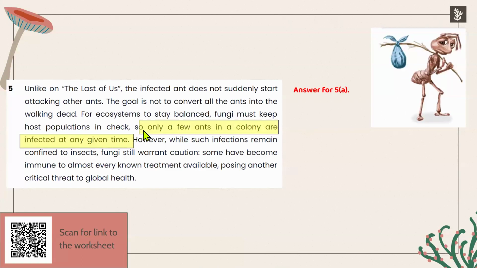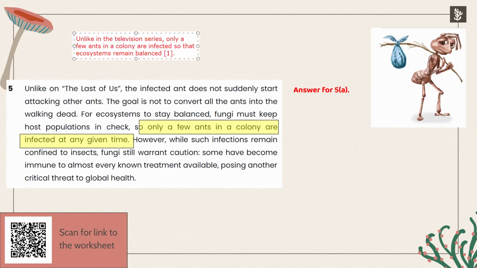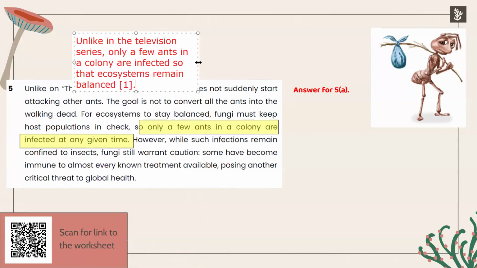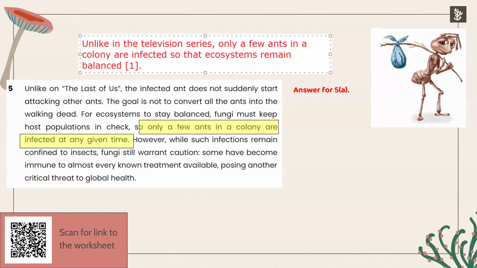The answer for 5A is basically this. Unlike in the television series, only a few ants in a colony are infected. This is so that the ecosystem stays balanced. But if you didn't include "for the ecosystem to stay balanced," your answer is correct as well. I'll put the full answer on screen. Don't worry about it. This one, I do think you could have just copied and pasted. Something like this. So unlike in the television series, only a few infected. This part, if you didn't include it, it's fine.